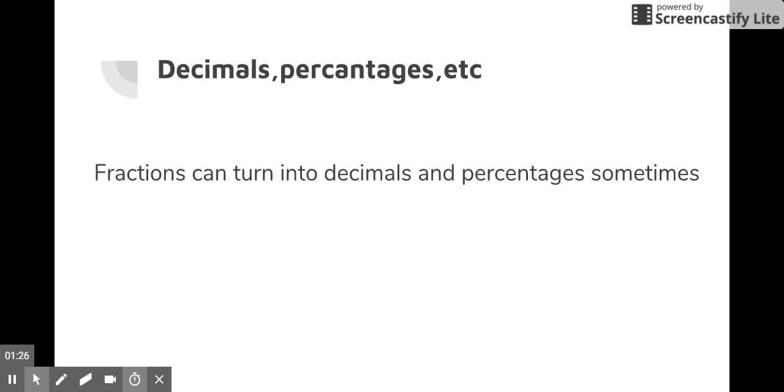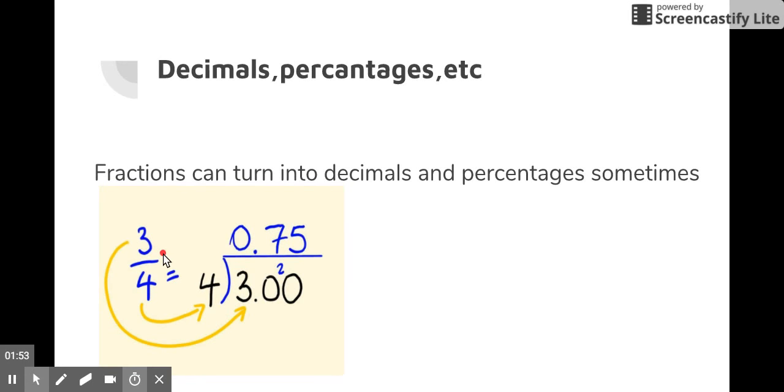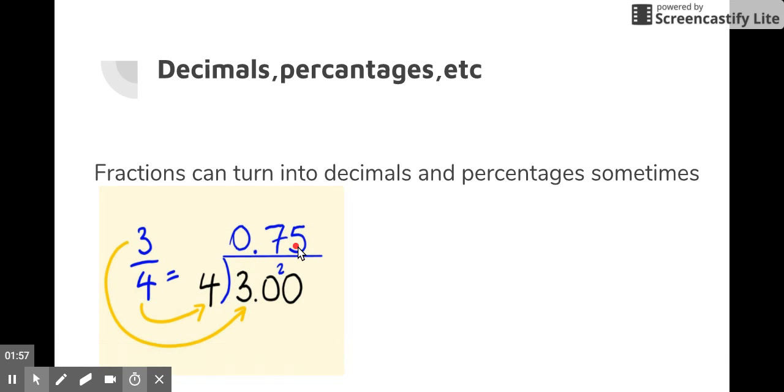Decimals and percentages. When you're solving a problem with fractions, sometimes, not all the time, you will have to turn your fraction into a decimal or percentage. Let's see some examples. So, 3/4 actually equals 0.75 in decimals. See? So we converted 3 over 4, the fraction, into 0.75. See what I mean?